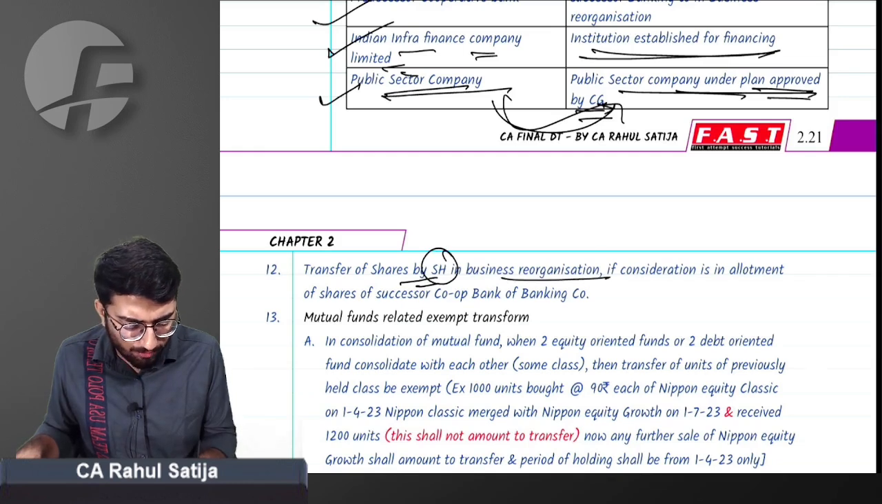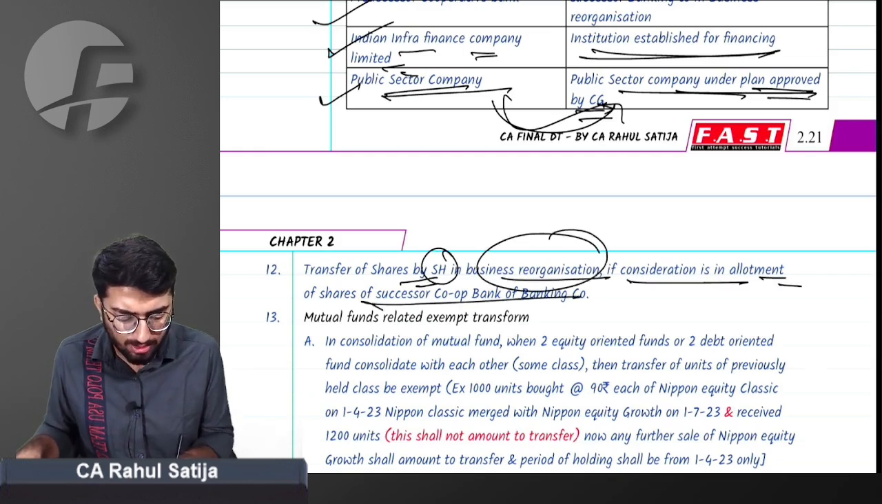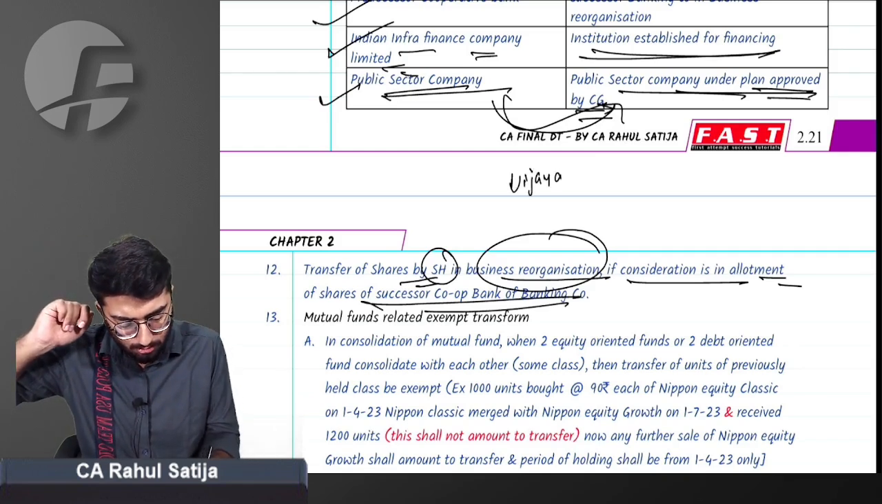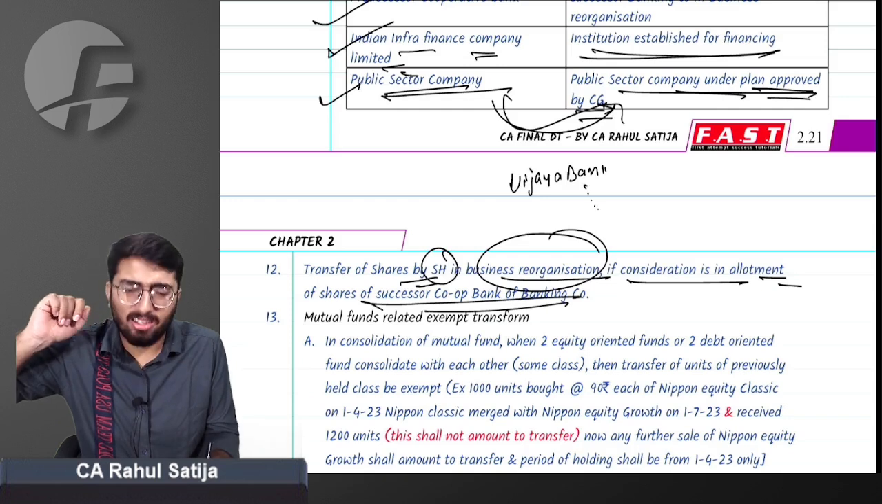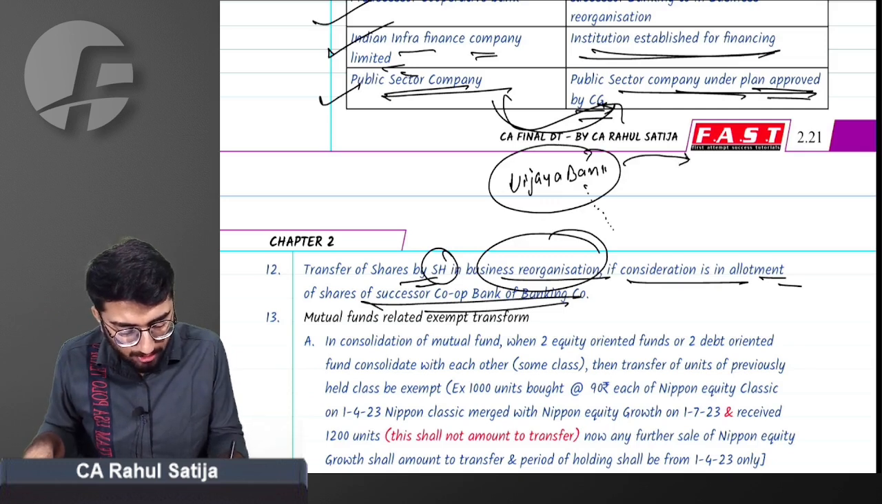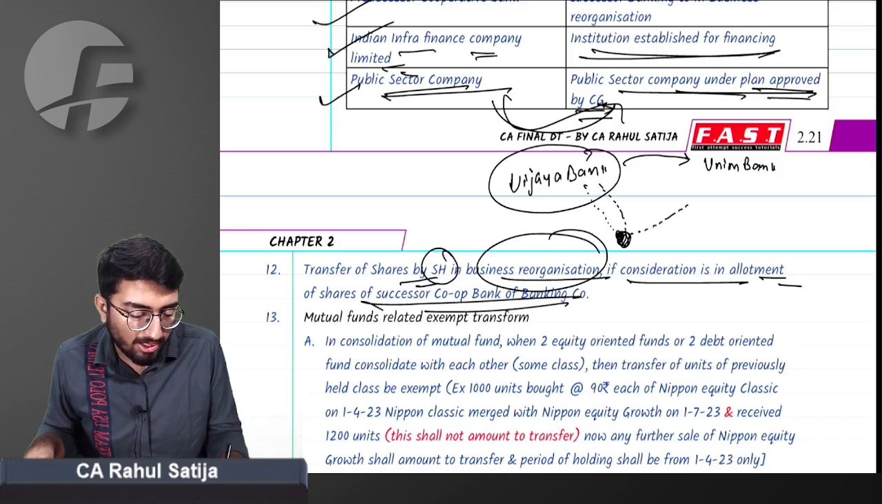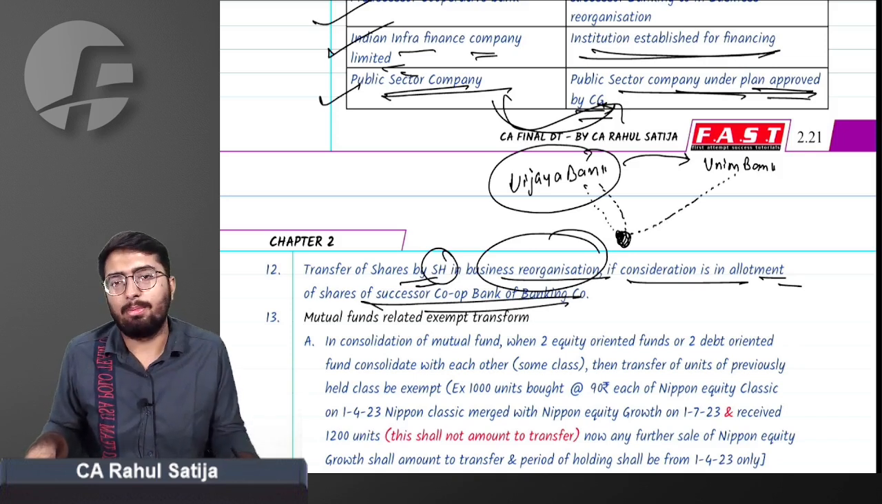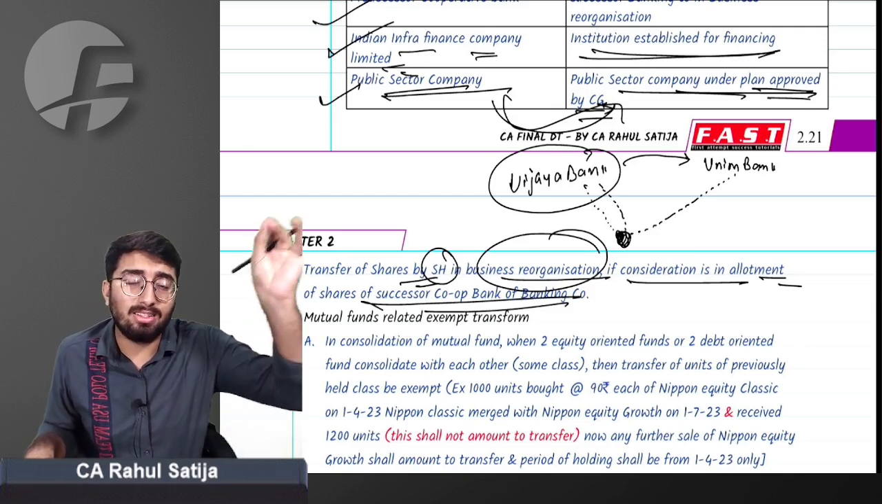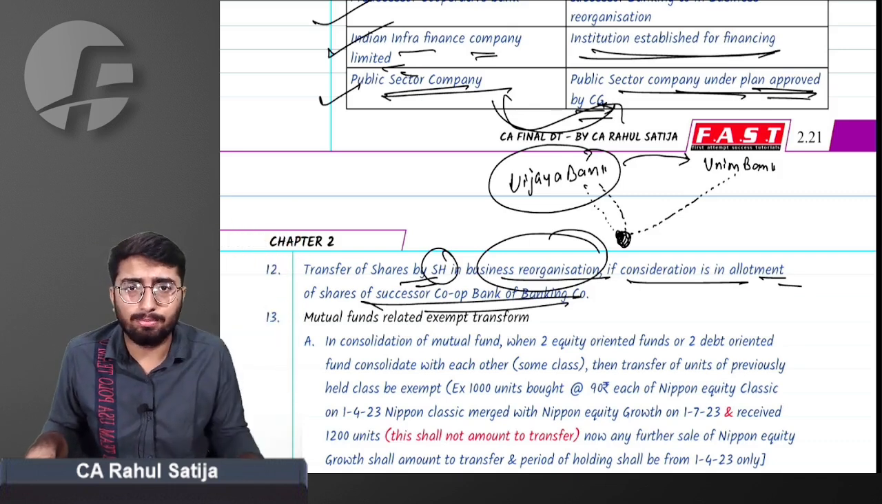Transfer of shares by the shareholders in case of business reorganization if consideration is allotment in the shares of the successor cooperative bank. For example, there is a bank called Vijaya Bank. There must be some shareholders in this bank. Yes, sir. Every company has shareholders. Now this Vijaya Bank got merged in Union Bank. Now shareholders of Vijaya Bank are getting shares of Union Bank against their shareholding that they had in Vijaya Bank.